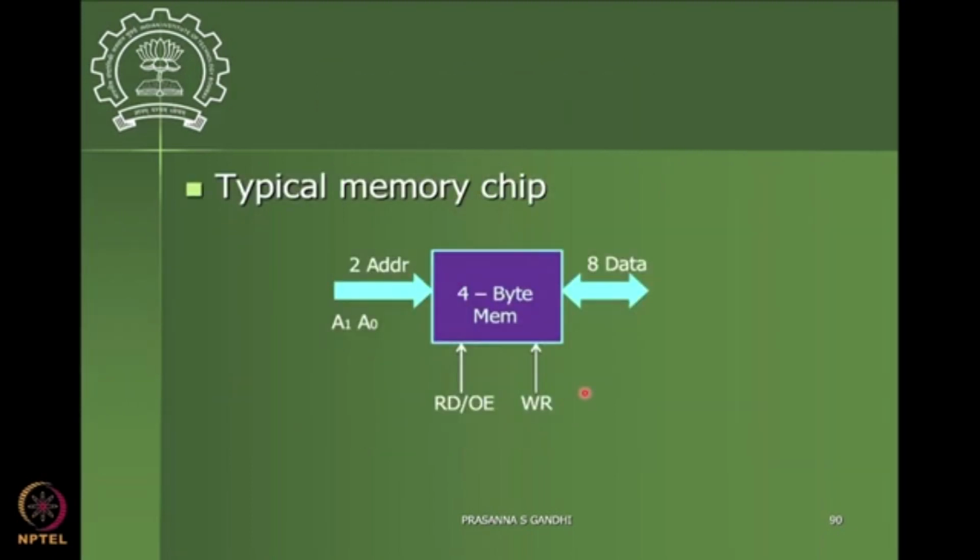So a typical memory chip will look something of this sort, in terms of some kind of an architecture diagram. It will have an address bus, and it will have a data bus, and it will have a read or output enable pin, and it will have a write pin. So now we have, say, 4-byte memory, and this has 8-bit data registers. So then it will have 8 lines for the data, and then 2 address lines, because it is a 4-byte memory.